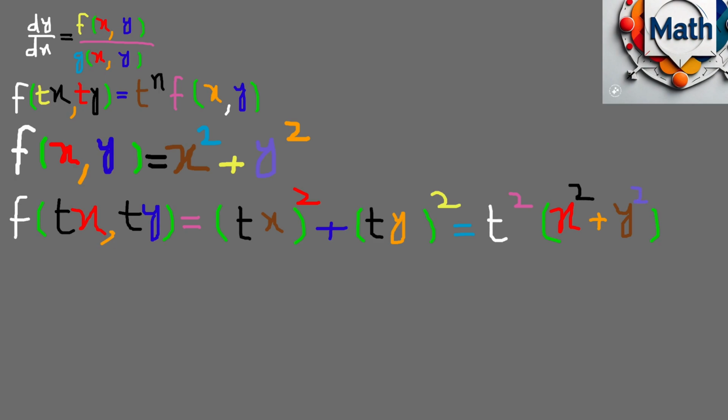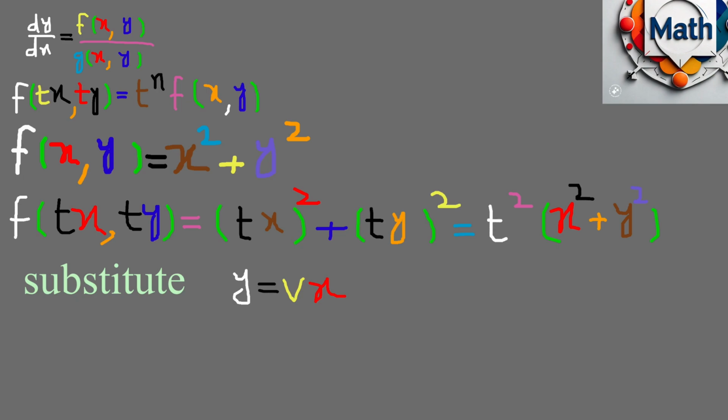To solve a first-order homogeneous differential equation, use the substitution y = vx, where v is a function of x. This substitution converts the original equation into a separable form.